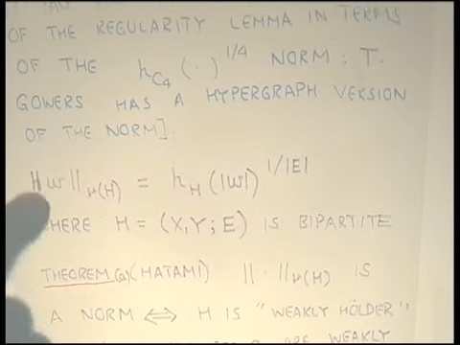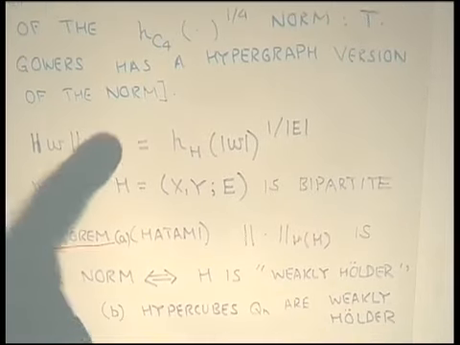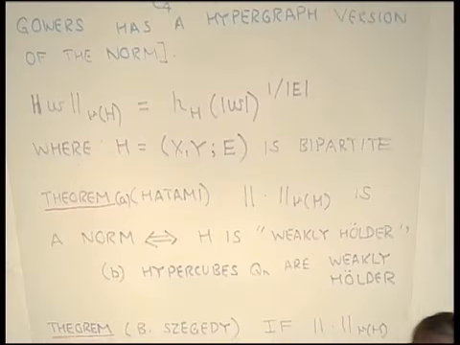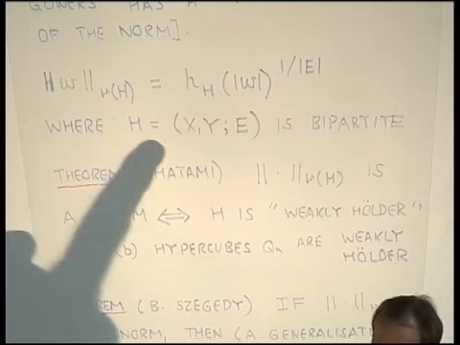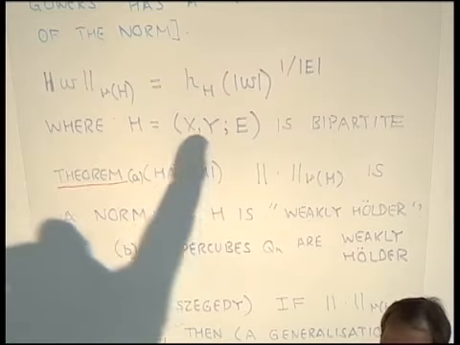Let's define a slight variant of the norm. All I'm going to do is take the modulus of the entries of this matrix W that we were having. So instead of just the entries, I'll have the modulus of them. It's not going to make any difference for most of the things that we'll see in practice, where H is a bipartite graph with this given bipartition.